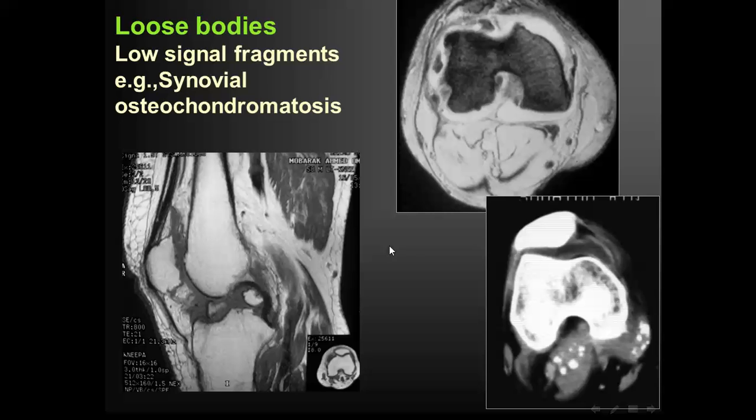Loose bodies like that one, osteochondromatosis like this. So it could be synovial osteochondromatosis, as in this case, or it could be some fragments due to osteoarthritis.